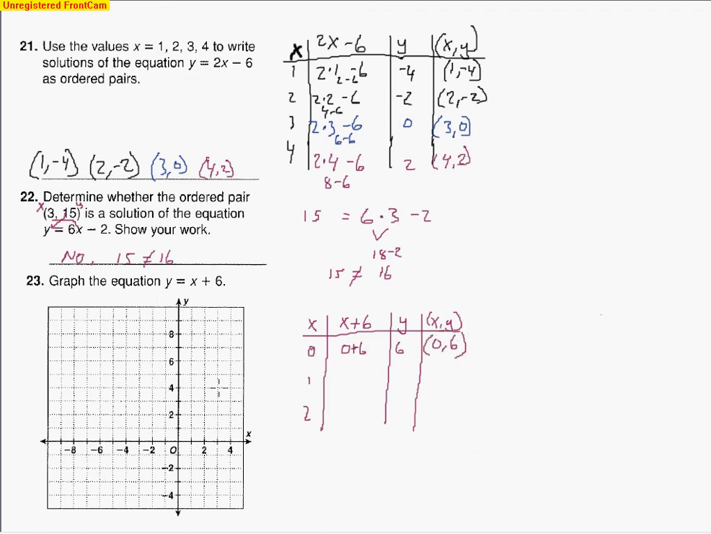So I'm going to go over 0 and then up 6 points. Put the dot right there. And then try it again. 1 in for x, so 1 plus 6 makes 7. So 1 comma 7 is the next point. So I'm going over 1 space to the right, up 7 spaces. 2 for x, 2 plus 6. 2 plus 6 makes 8, 2 comma 8. So from that point, we go over 2 spaces to the right, up 8.